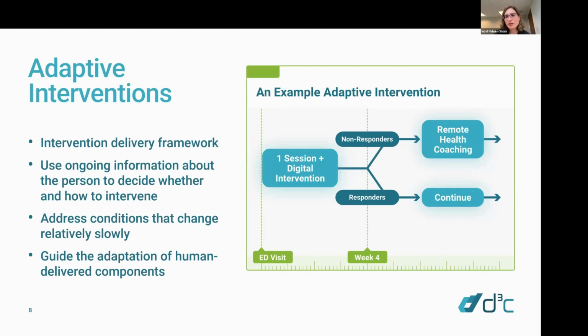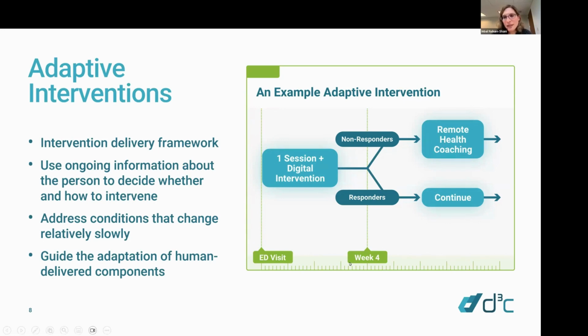Okay, so there are 2 things that I want you to notice about this example. The first thing is that this intervention is adaptive. There's an adaptation process here because we're using dynamic information about the person's response status to decide whether or not we should add coaching.